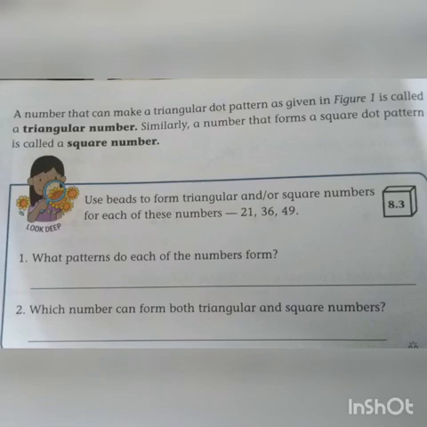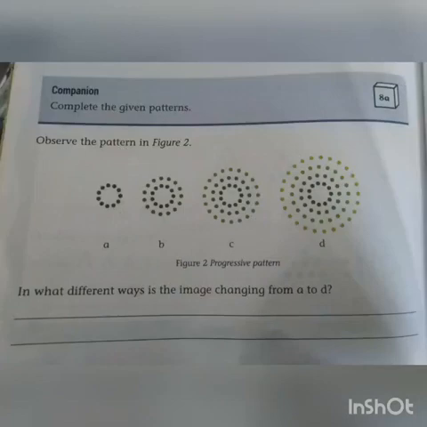Use the given 3 numbers and form either a triangular number or a square number. Observe the pattern in figure 2. Using dots, only one circle is formed which is denoted as A, and two circles are formed which is denoted as B. Three circles are formed using dots, it is denoted as C, and four circles are formed using dots denoted as D. In what different ways is the image changing from A to D?